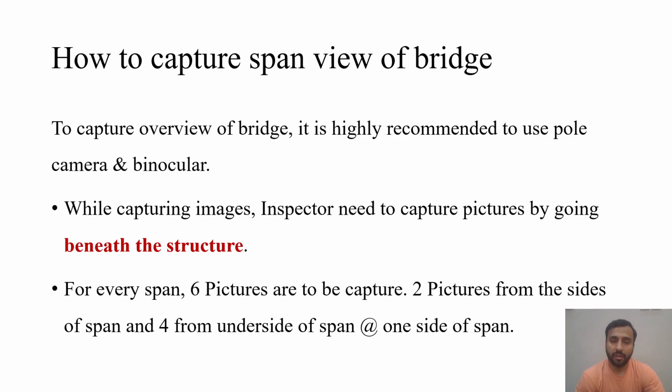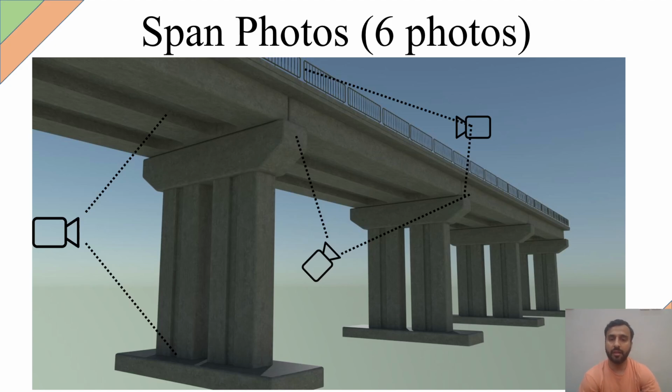For every span, six pictures are to be captured: two pictures from the sides of the span and four from underneath the span. This is a schematic diagram: two images from each side, two images from beneath, one standing in this position and another standing in this position, and two images for the pier overview, one from this position and one from that position.